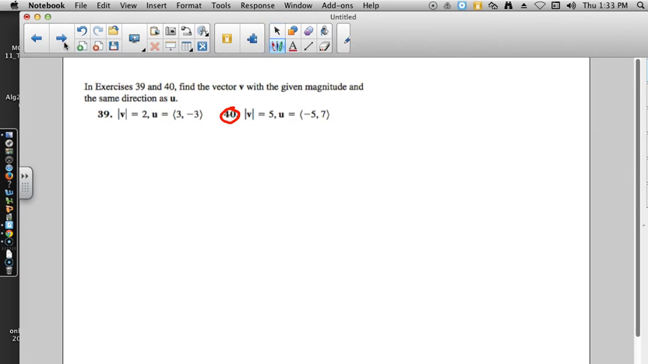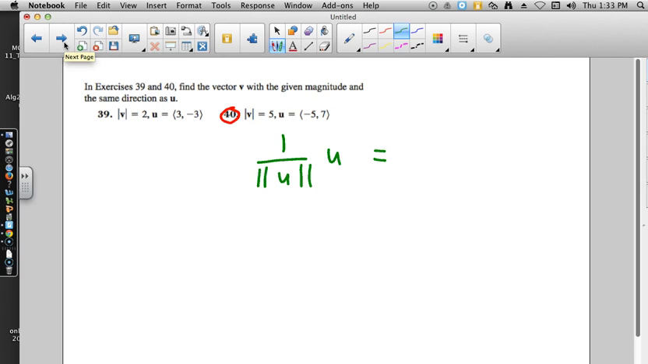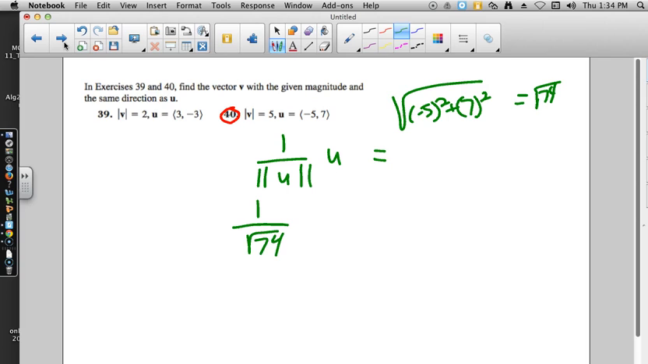Number 40, same type of problem. So we're going to start the same way. We're going to figure out what we have for that unit vector. So let's figure this out. Square root of negative 5 squared plus 7 squared. So we have 25 plus 49. That will be the square root of 74. Not beautiful, but you know what? We've worked with worse. So 1 over the square root of 74 times the original components, negative 5 and 7.